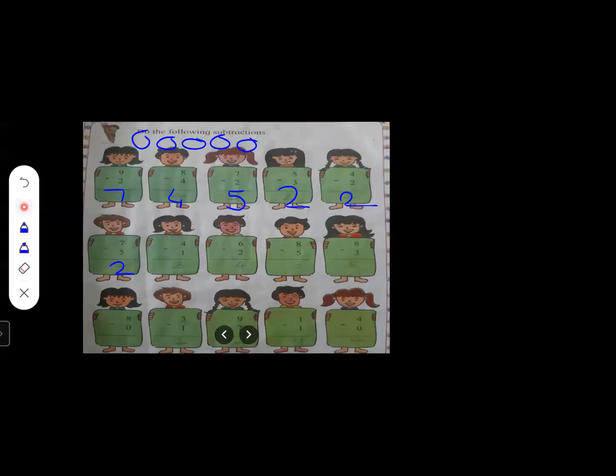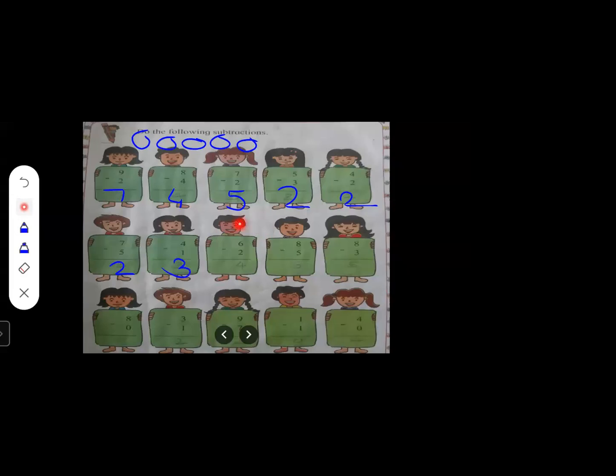Very good. Now, from that 4 fingers, close 1 finger. How many fingers are left? 3, right? So your answer will be 3. 4 minus 1 is 3.